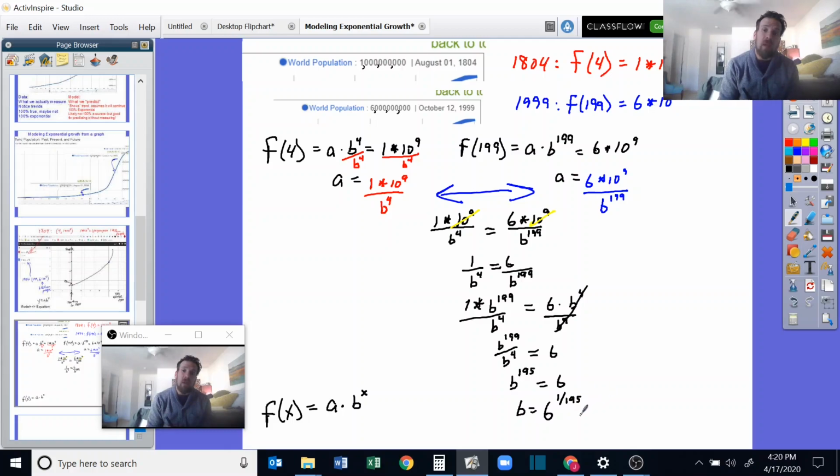195. Now, if you type that in your calculator, you have to be careful here. You might want to put that in parentheses when you're up there in that exponent. But what you end up getting when you type it into your calculator is b is equal to 1.0092.